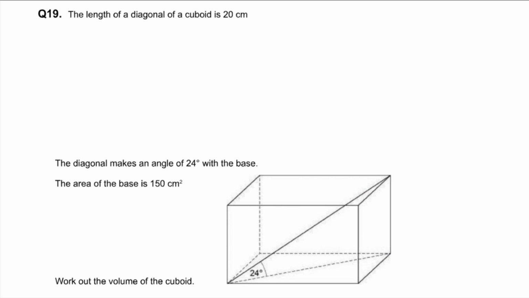Question 19, the length of the diagonal of the cuboid is 20 centimeters. Now here's an example again where there's information in the question that's not on the diagram. So always read it through and add it to the diagram as you go along. So the length of the diagonal, that's the long line going from one corner to the opposite corner. So that is 20 along there.